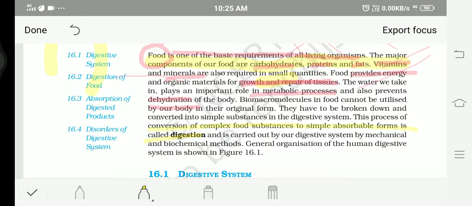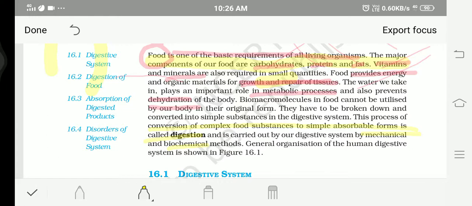The digestion process is carried out by our digestive system. The digestive system consists of the mouth, pharynx, esophagus, stomach, small intestine, large intestine, then rectum, and finally the anus. In that system, the digestion or breakdown process takes place by two methods. One is the mechanical method, another is the biochemical method. This is about the concept of food and its major components.